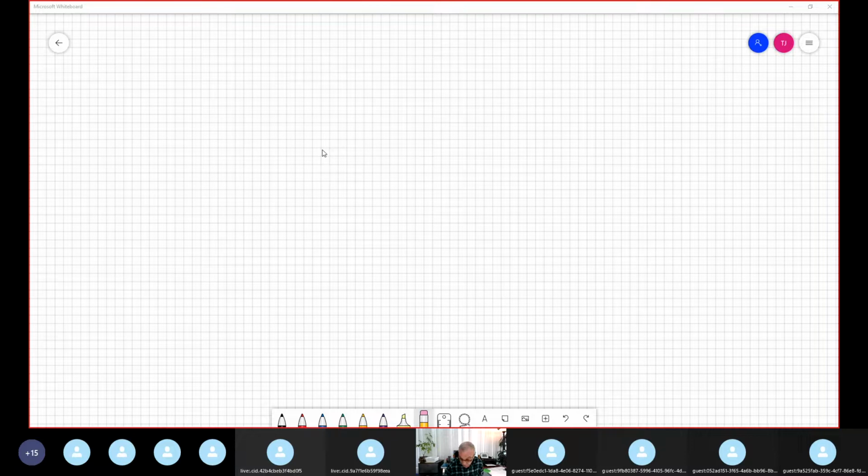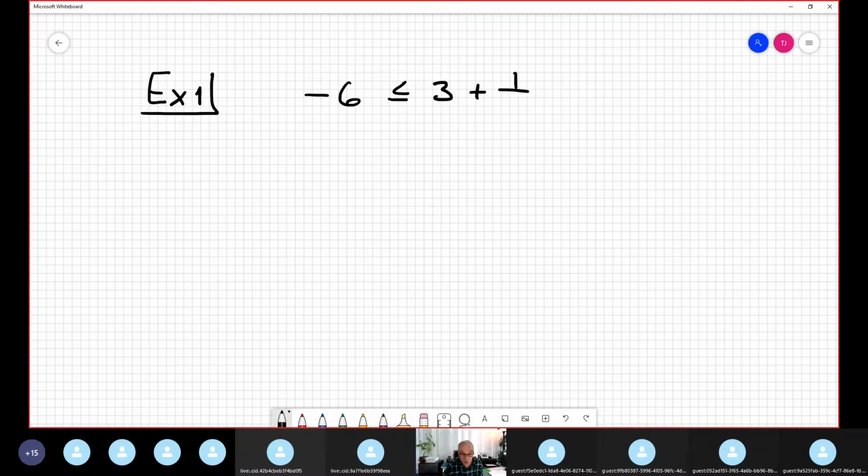Easy inequalities, no? Suppose this inequality. Example 1 and example 2. We have two examples. Suppose this: -6 less than or equal to 3 plus 1/3 x less than or equal to 5.